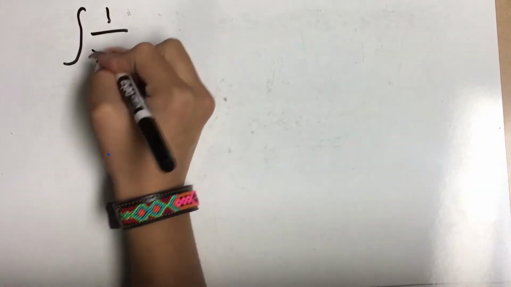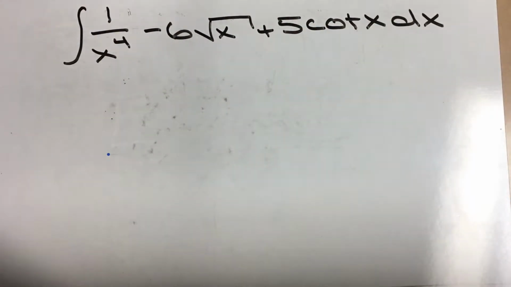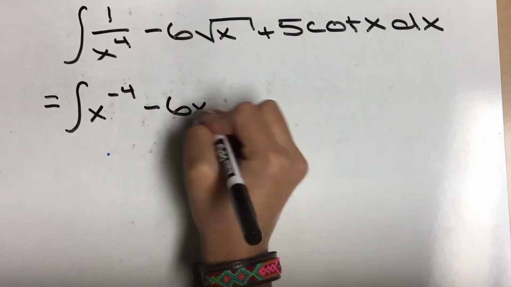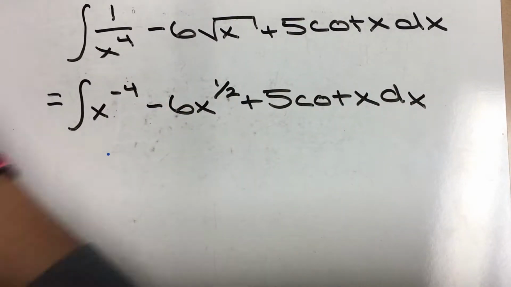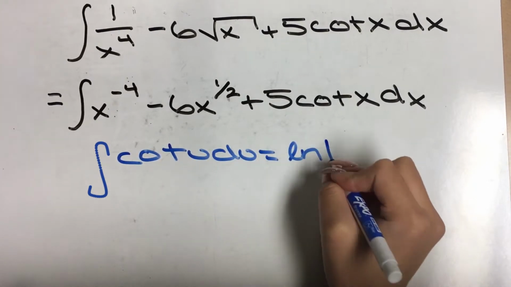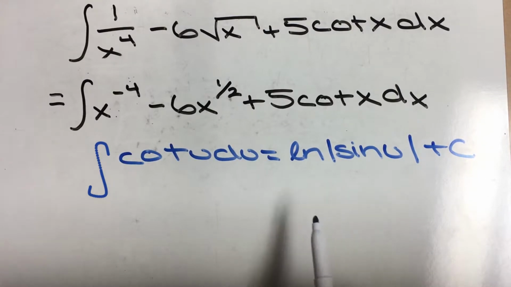For the third example, we are going to evaluate the integral of 1 over x to the 4th power minus 6 root x plus 5 cotangent x dx. You can simplify the integral by bringing up x to the 4th, which becomes x to the negative 4, and expressing negative 6 root x as an exponent. Recall that the integral of cotangent u du equals ln absolute value sine u plus c.